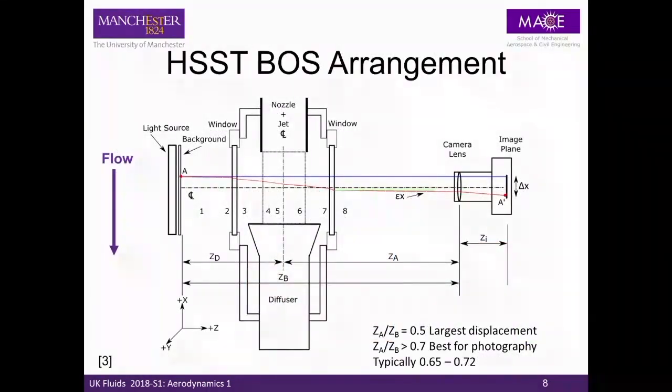When we actually perform these tests on the HSST, the flow direction in this case is vertically downwards. On the left-hand side, we have the background, which was laser printed and then back illuminated. And that's distance ZD, which is the green arrow. On the other side, there is a commercial Nikon DSLR camera, which is focused on that background, and that's the distance ZA, which is in red. The distance between the two is ZB.